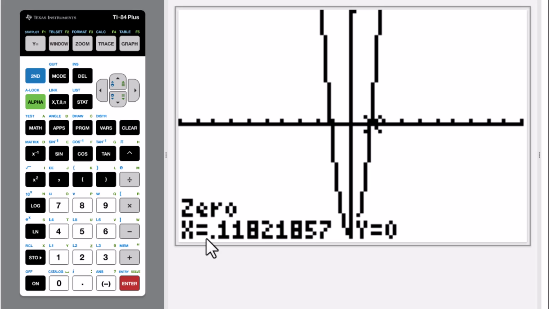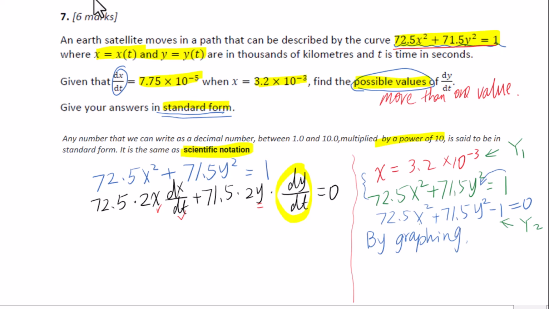X equals 0.118. X2 equals negative 0.118. By graphing, y equals plus or minus 0.118218. Do not rush to do the substitution. Try to figure out dy by dt first, and then you can do the substitution.